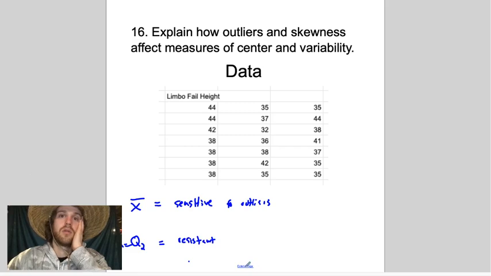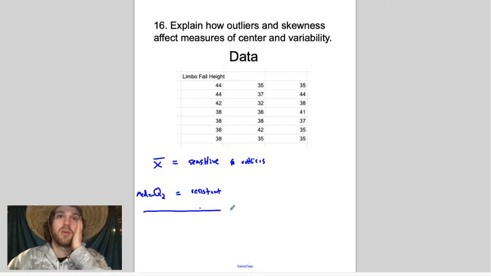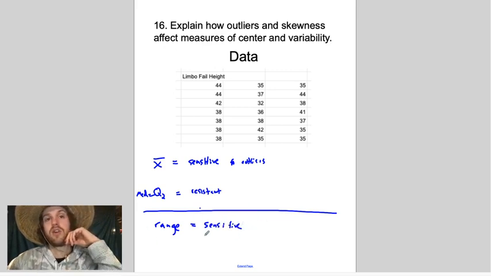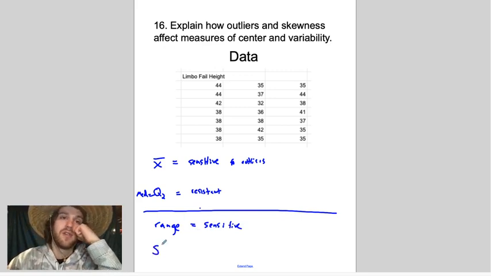Resistant. Okay, let's talk about the measures of center, the measures of variability. The range can be greatly affected. This is sensitive. So sensitive. Okay, this is sensitive to outliers, meaning an outlier will have a great effect on the range because you're talking about the max and the min, right? Standard deviation is also sensitive to outliers.